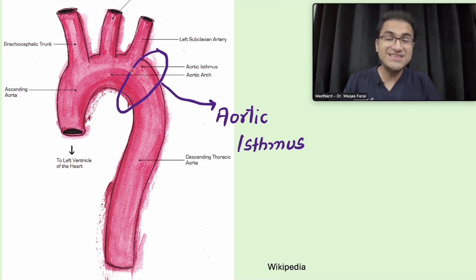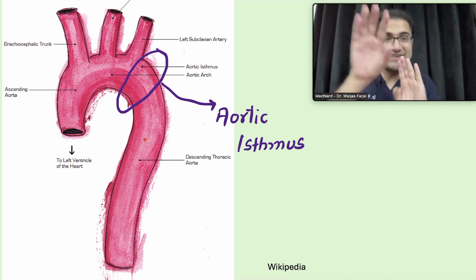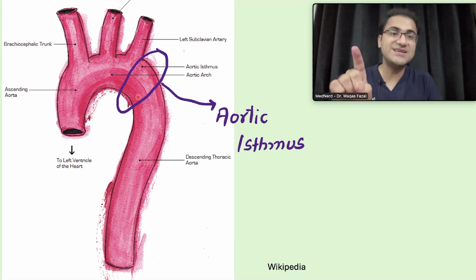Now what happens is that in a sudden decelerating injury, the other parts of the aorta that are not fixed slip ahead, and it causes a tear in the intima, and that tear would lead to aortic dissection. The most common fixed area is the aortic isthmus, and this is the area most prone to tears.